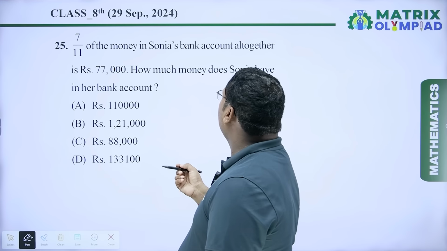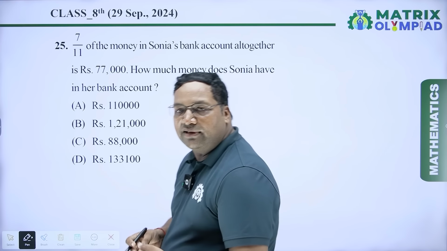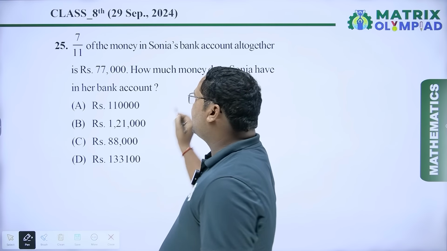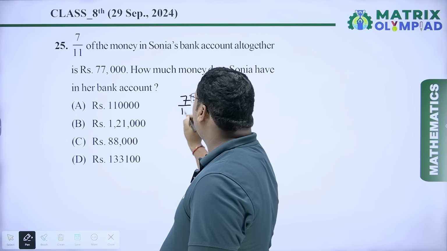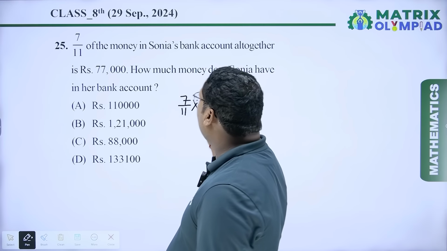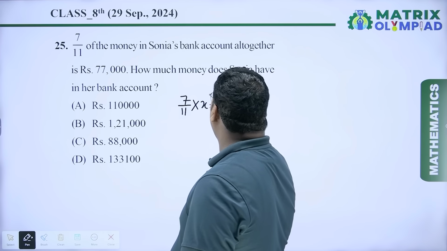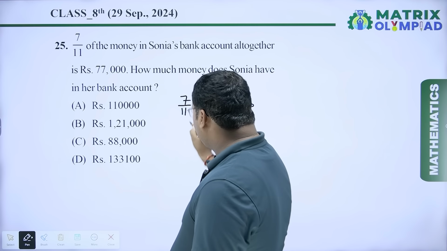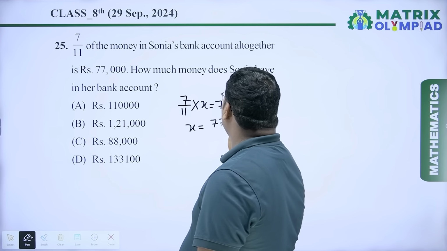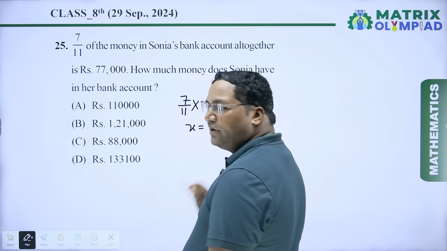How much money does Sonia have in her bank account? So how much money is there? 77,000. So let us assume the total money is x. So 7 by 11 of means multiplication. So 7 by 11 into x is equal to 77,000. So solve this equation. So you will get x equal to 77,000 into 11 upon 7.